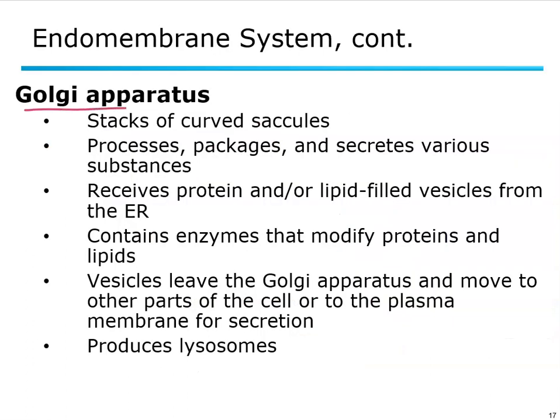Another member of the endomembrane system is the Golgi apparatus, and it's again more membranes, more sacules. It contains enzymes that modify the proteins and lipids. Actually, it's the place to store some of the proteins produced in the cell. Another function is the production of lysosomes. By the way, these are the trash can, the garbage disposal of the cell.